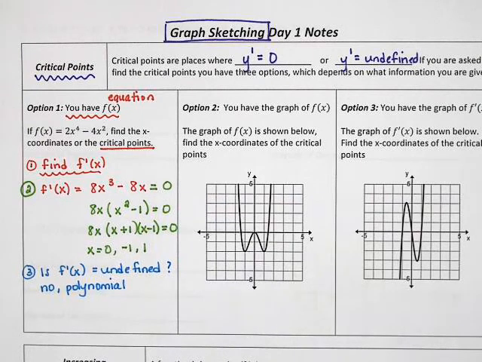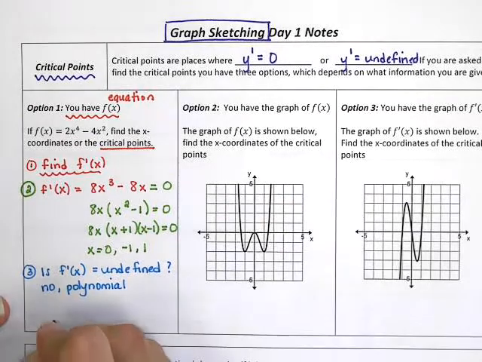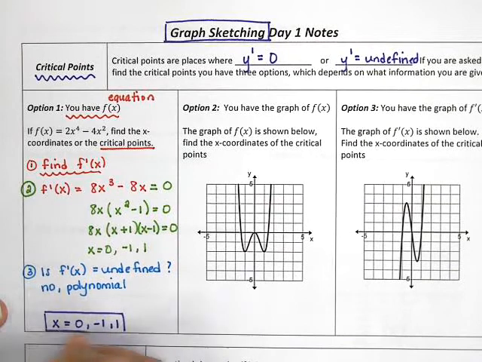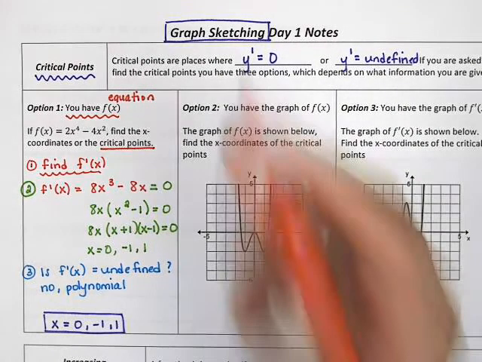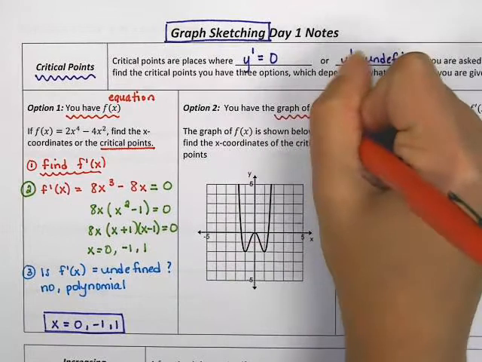Because there were no places where our function's derivative was undefined, our final answer would be 0, negative 1, and 1. Because those are the 3 places where the derivative was equal to 0, and there were no additional places where the derivative was undefined. Now let's say instead of giving you the equation for f of x, in the problem they gave you the graph of f of x.